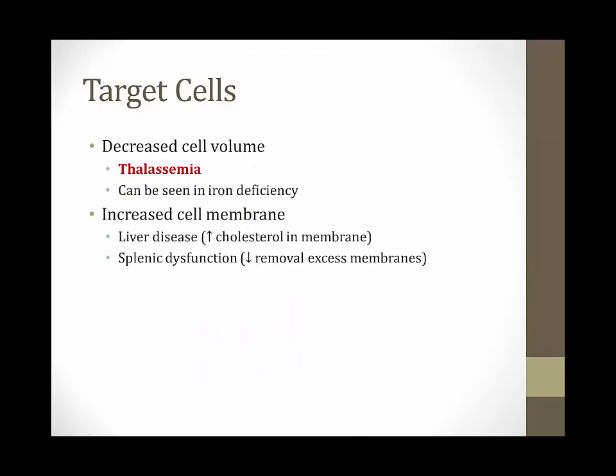So the reason they occur in beta thalassemia major is because there's decreased cell volume as a result of the abnormal hemoglobin. You can also sometimes see target cells for this reason in iron deficiency. You also classically see target cells when there's increased cell membranes. This occurs in liver disease. There's an increase in cholesterol in the membrane of red cells in liver disease, and that can lead to production of target cells. It's also a classic finding when there's splenic dysfunction or when the spleen has been removed. In this case, the spleen is not removing cells with excess membrane, so they can begin to circulate, and you can see target cells in the peripheral smear.